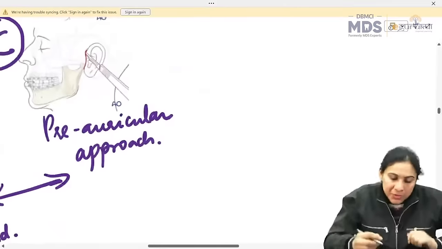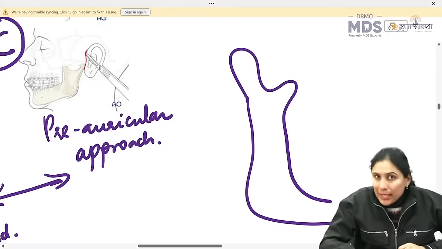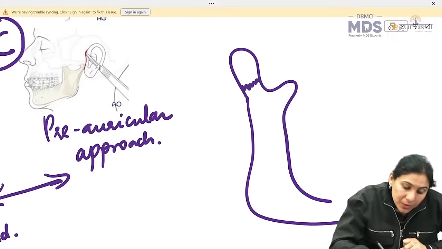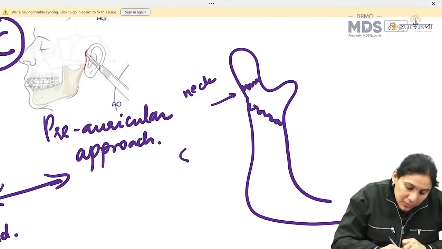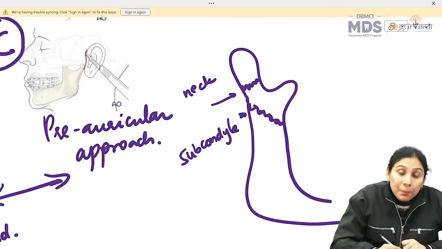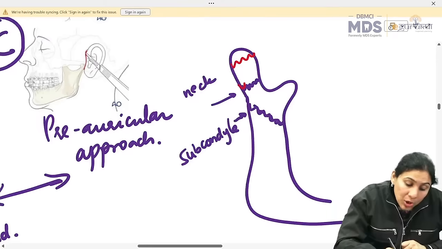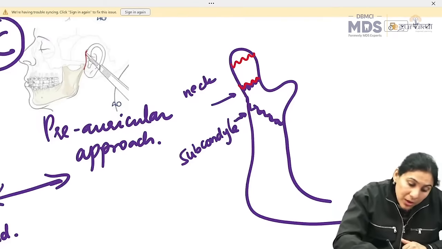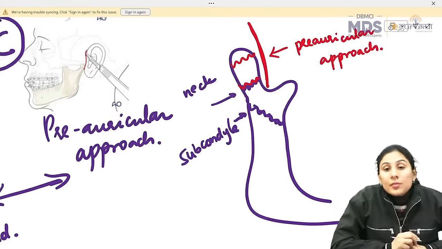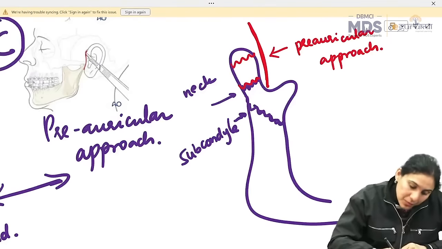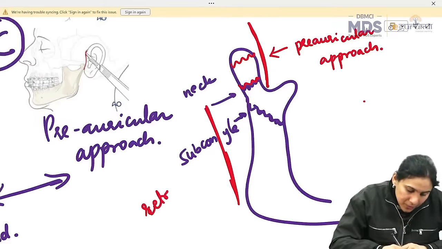Now, I will make a diagram to explain you this fact. This is my mandibular condyle. If there is a fracture in the neck of condyle, or in the subcondylar region, my approach will be different in both the cases. If it is a condylar head or a condylar neck fracture, I will use pre-auricular approach. If it is a subcondylar fracture, I will use retromandibular approach.